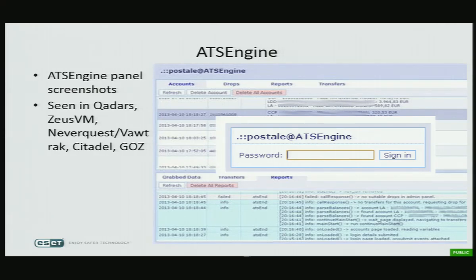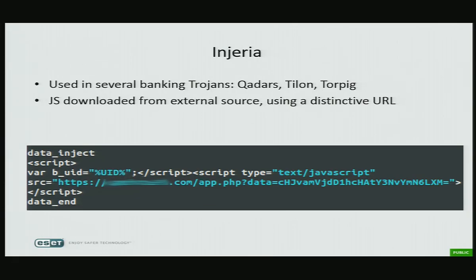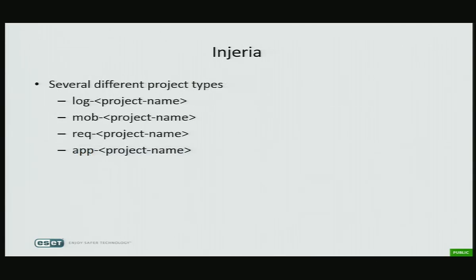In the same panel, you get all of the banks that you are targeting. Another platform that I've seen quite a lot is called Injeria. Here you see that it's downloaded from an external server. And you see at the very end that the URL has a very specific format. So there is a base64 encoded part to it. And let's take a quick look at what this base64 decodes to.